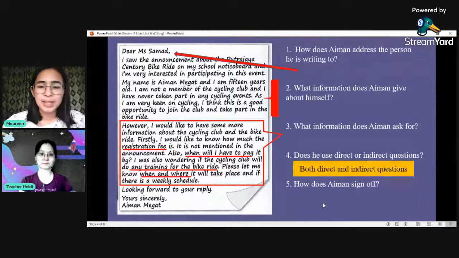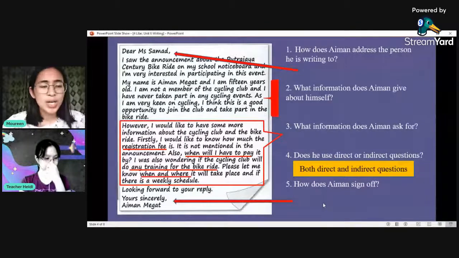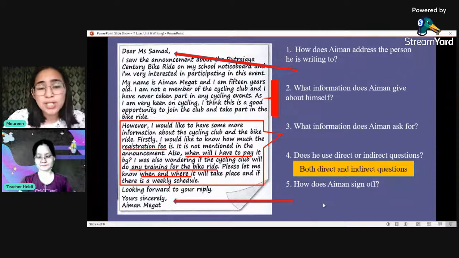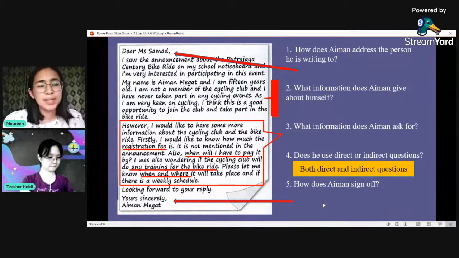All right. And then the last one, how does Aiman sign off? Macam mana dia sign off? Okay, I'll just show you. So can you see my arrow pointing to how he signed off? So he signed off using Yours sincerely. Okay, normally Yours sincerely we will use in an informal or semi-formal letter or email. And he put his full name there, Aiman Megat.